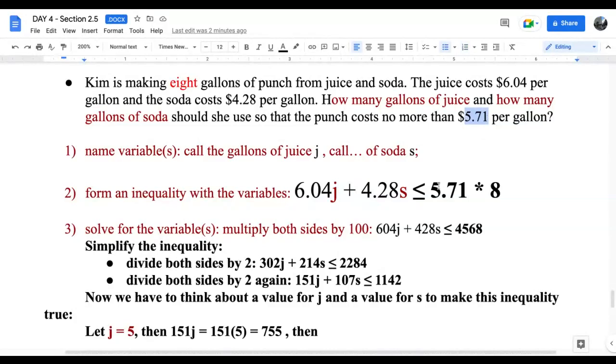That means less than or equal to 5.71 multiplied by how many gallons? 8 gallons, right? Because he wants to make 8 gallons of punch, but he doesn't want the cost of the punch, each gallon, to be more than $5.71. So we have made an inequality. The left-hand side is how much money Kim will spend. The right-hand side is his ideal. He can make 8 gallons of punch, but the dollar cost won't be more than $5.71 each gallon. That's why no more than means less than or equal to.